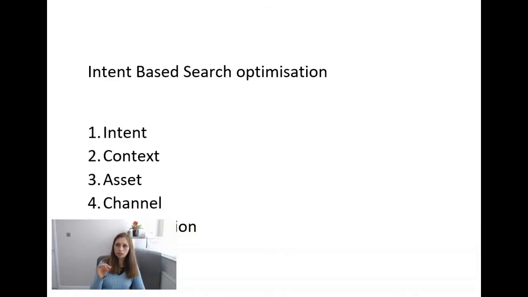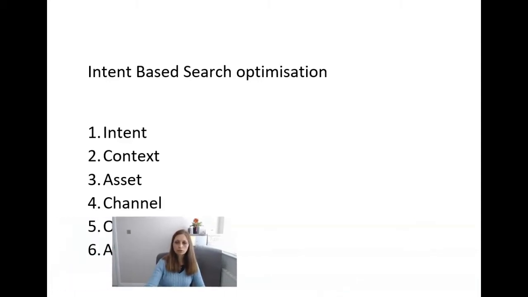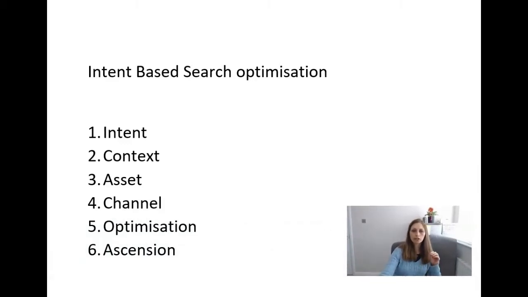Now, if you know the actual persona profile, then what intent-based search engine optimization means is that we need to dive a little bit deeper into the intent behind the search this particular persona will do and the context behind the search. So there are 6 elements of intent-based search optimization. Number 1 is intent, 2 context, 3 is asset, number 4 is channel, 5 optimization, and number 6 is ascension.